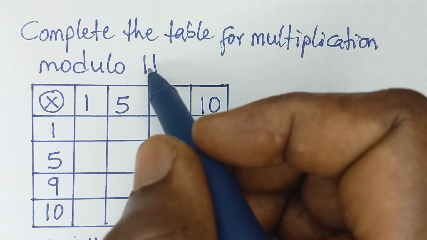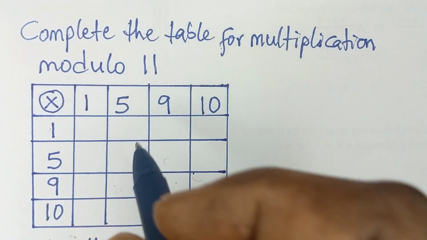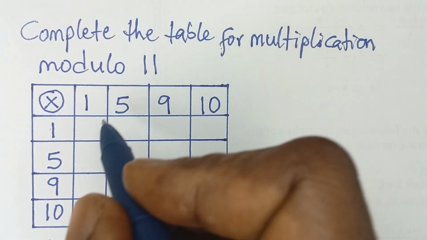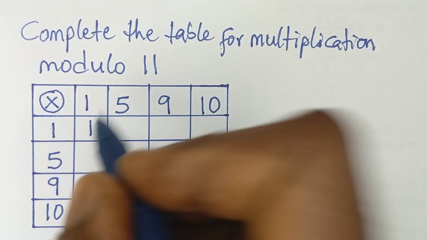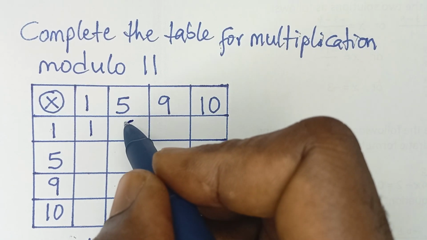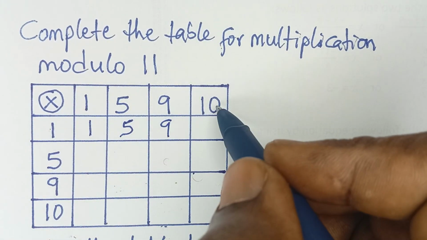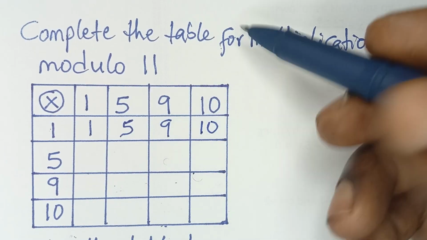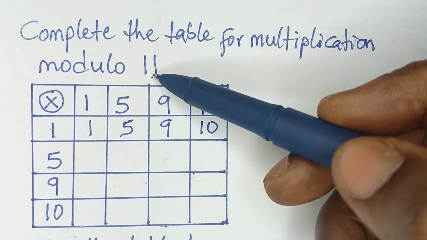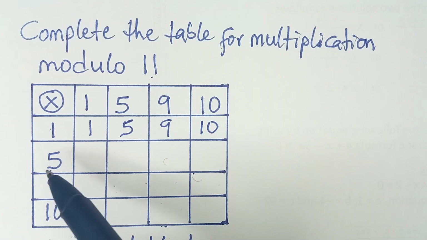So that one is not up to 11. So once we multiply any value here that is not up to 11, we simply write it down like that. So 1 times 1 is not up to 11. So we simply write it as 1. Then 1 multiplied by 5 is also not up to 11. So we write it. 1 multiplied by 9 is 9, and 1 multiplied by 10 is 10. So all these values are not up to 11, because don't forget we are carrying out modulo 11 under this multiplication. So now let's move to the next one.